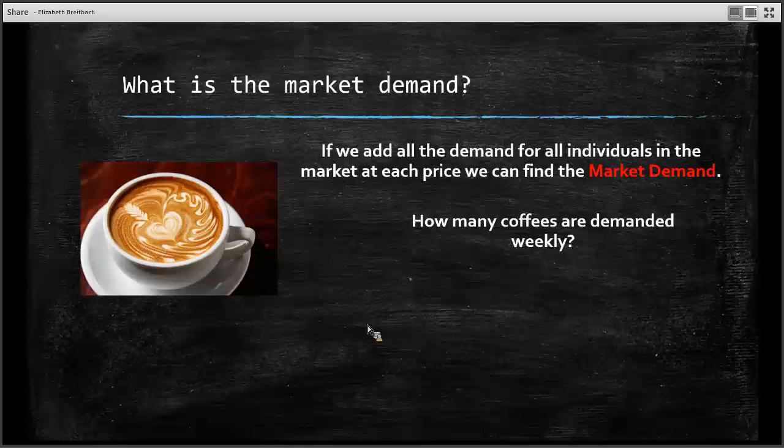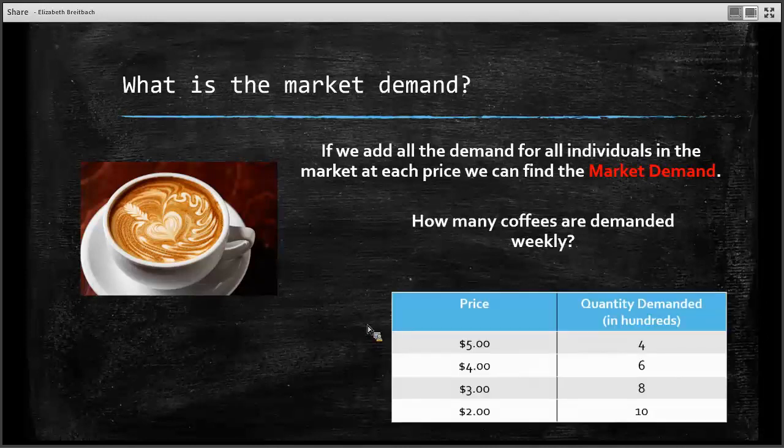And the market demand is going to be the sum of all consumers in the market. So we're going to take up your demand for coffee, my demand for coffee, and everybody in Columbia who wants coffee. And we're going to add up all of their individual demands on a weekly basis. And we're going to find, and I did this in hundreds, so at $5, there's 400 coffees that are going to be demanded. As that price starts to decrease, again, the quantity demanded will begin to increase.